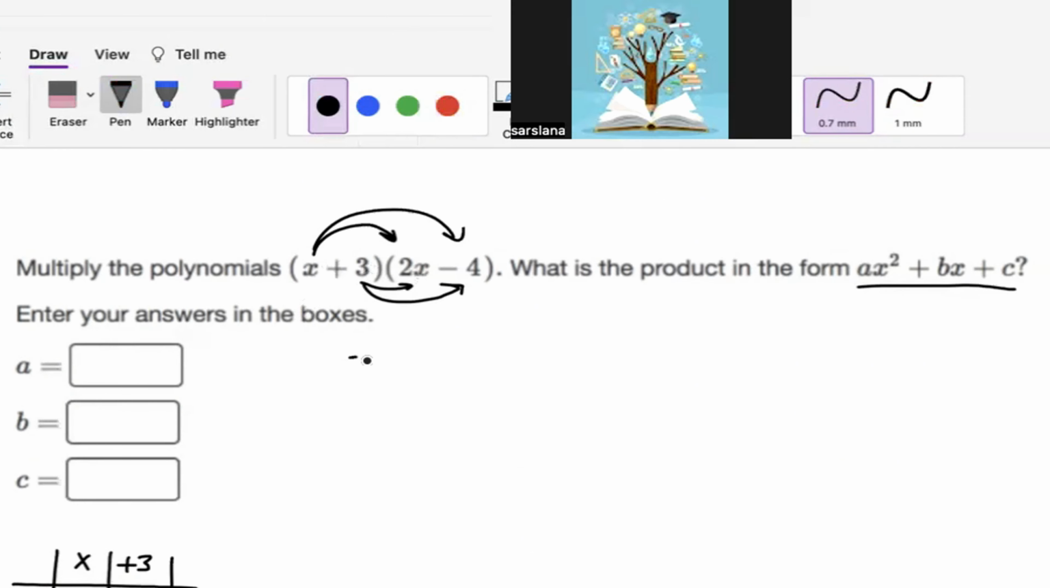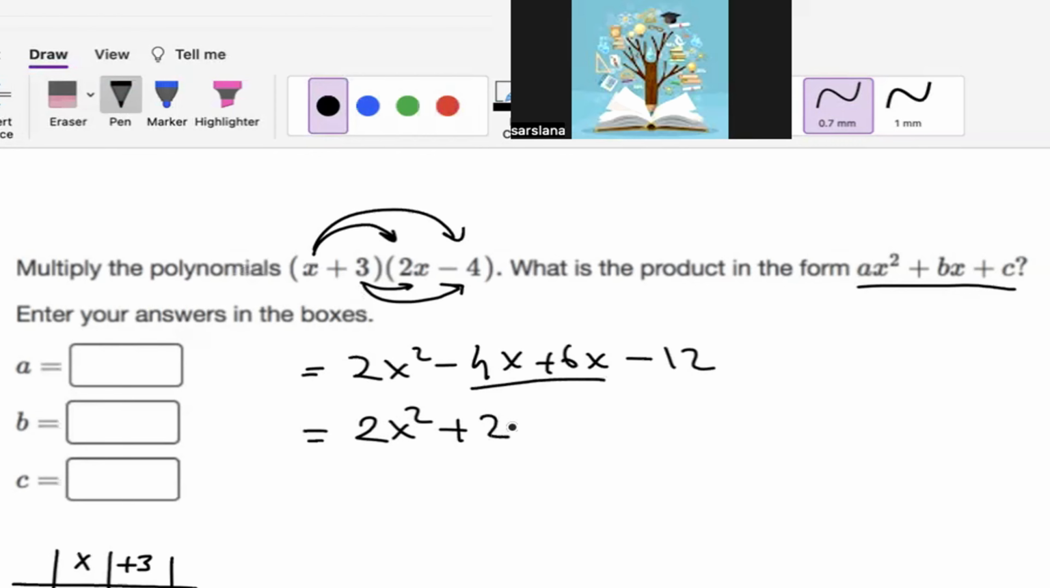x times 2x, which is 2x squared, x times negative 4, which is negative 4x, 3 times 2x, which is 6x, and 3 times negative 4, which is negative 12. So definitely it is not the final answer. We need to combine like terms and do more simplification. So 6x minus 4x, which is 2x, and minus 12.